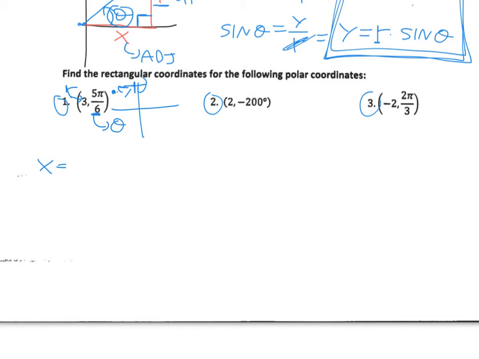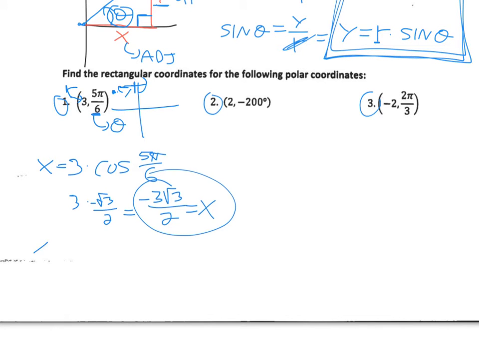All right, so when we do this for x, it's 3 times the cosine of 5 pi over 6. Okay, 5 pi over 6, that's in the unit circle. Let's see, the pi over 6's, the x values are the root 3 over 2's, but that's in the second quadrant, cosine's negative, so it's negative root 3 over 2. So when you multiply, we get negative 3 root 3 over 2. Okay, that's the x value.